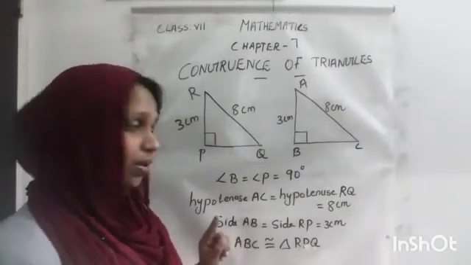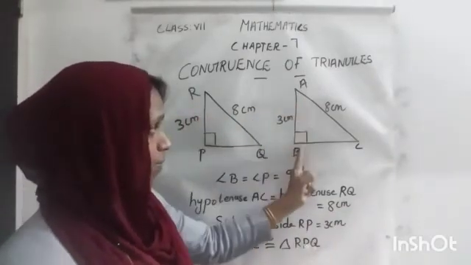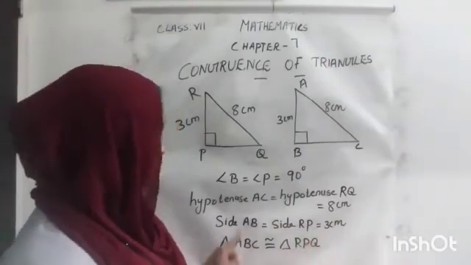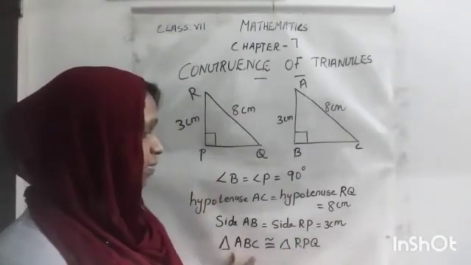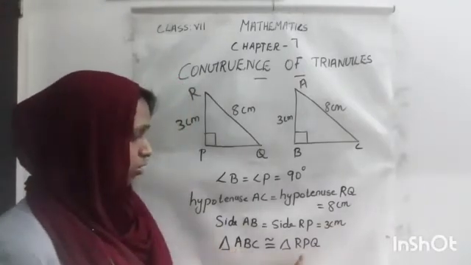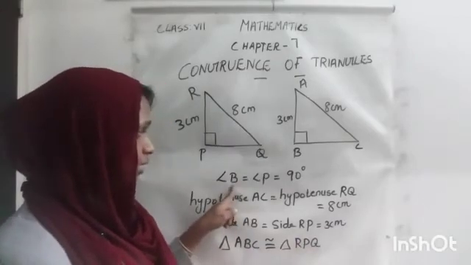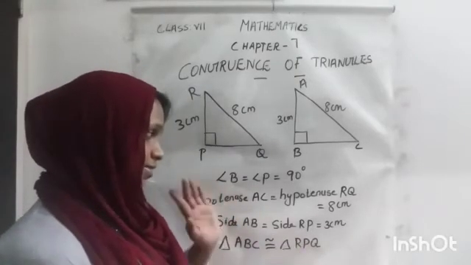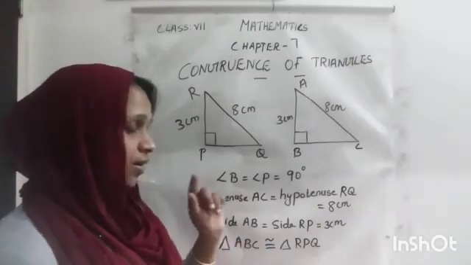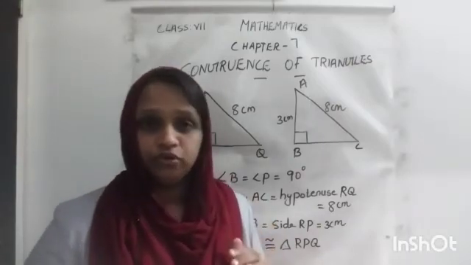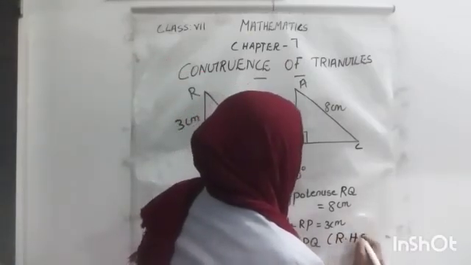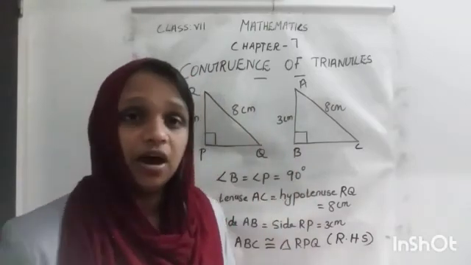Next, side AB is 3 centimeters, and here RP is also 3 centimeters. So we can tell that triangle ABC is congruent to triangle RPQ. That means AB equals RP, angle B equals angle P, which is 90 degrees, and hypotenuse AC equals hypotenuse RQ. So under which congruency rule? It is RHS. By the RHS congruency rule, these two triangles are congruent.